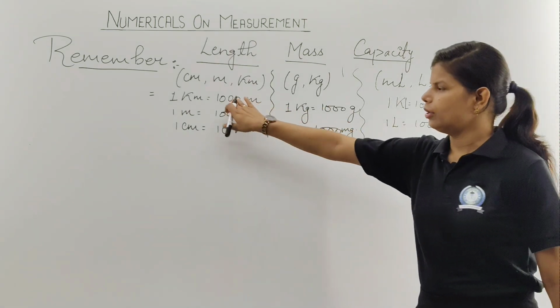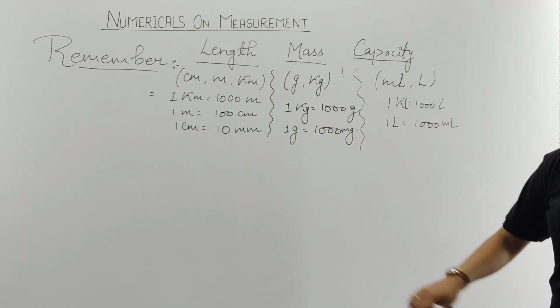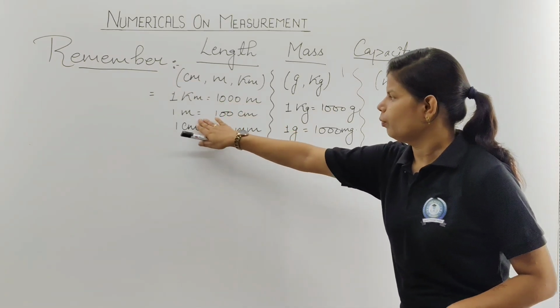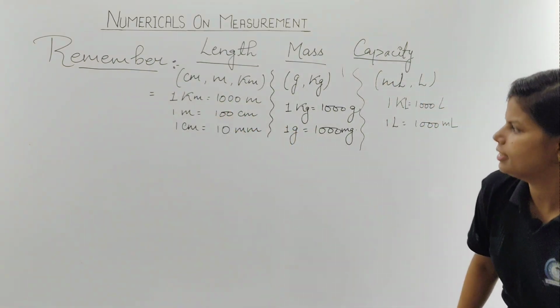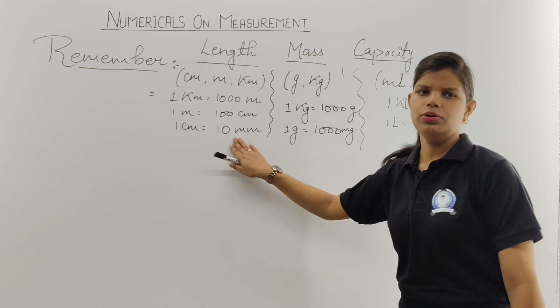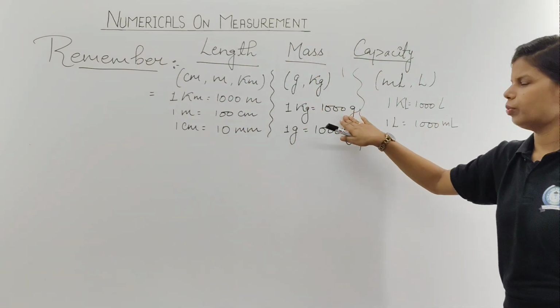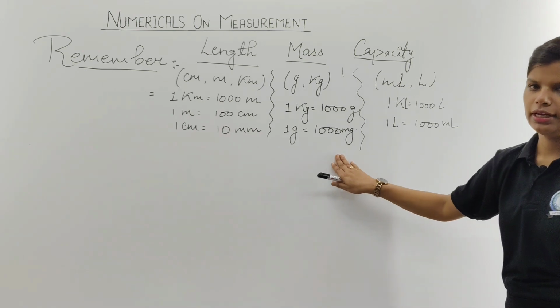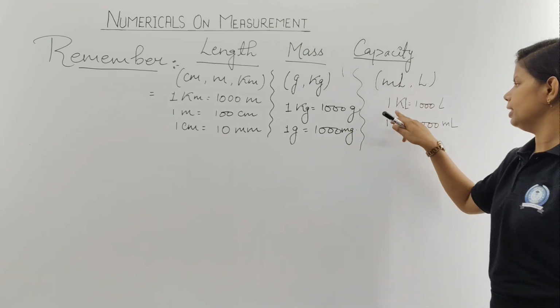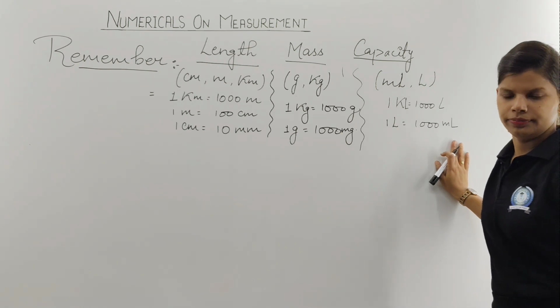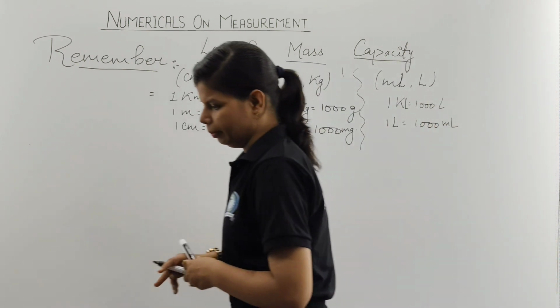For length, 1 kilometer equal to 1000 meter, 1 meter equal to 100 centimeter, whereas 1 centimeter equal to 10 millimeter. For gram, 1 kg equal to 1000 gram, 1 gram equal to 1000 milligram. And for capacity, 1 kiloliter equal to 1000 liter, 1 liter equal to 1000 milliliter. These things you have to remember.